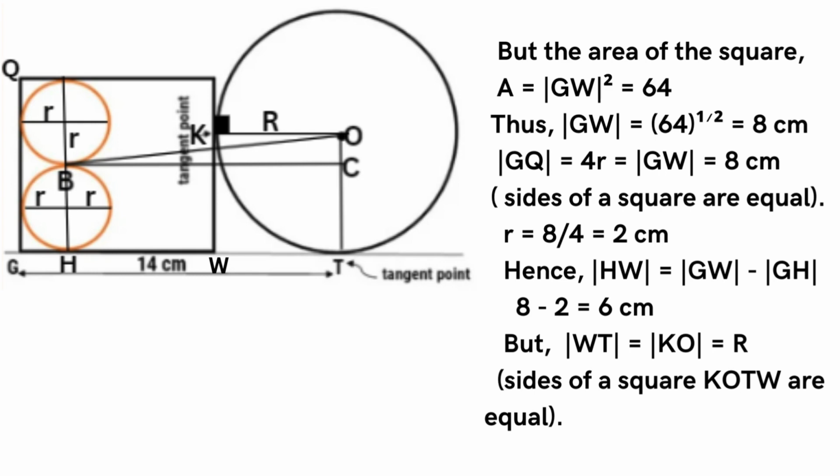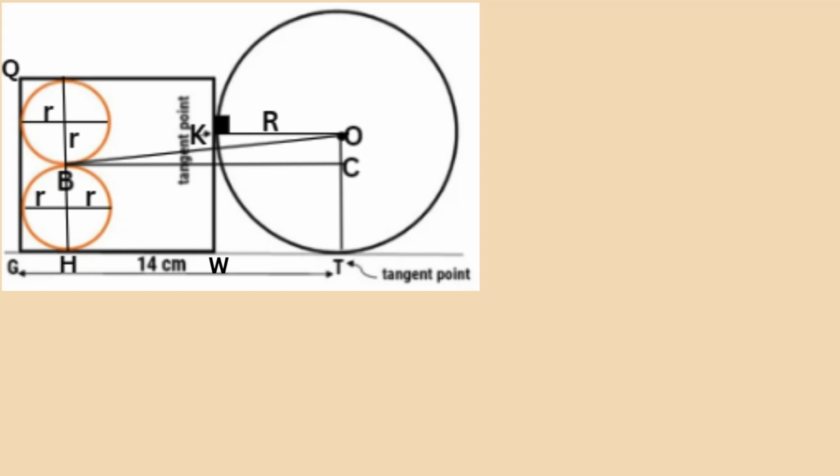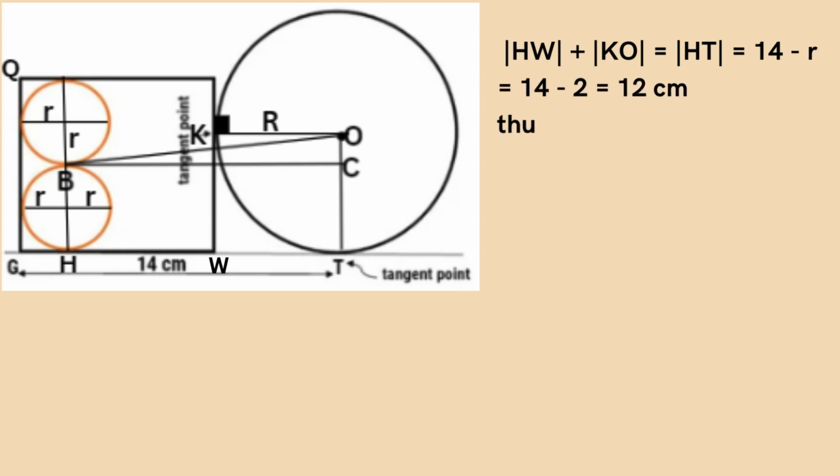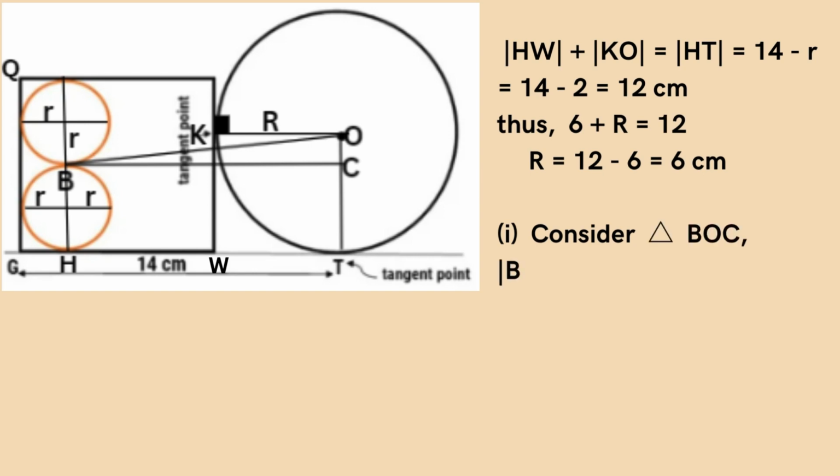WT equals KO, which equals the radius of the larger outer circle. HW equals the difference between 14 and 2, which equals 12 centimeters. Thus, the radius R equals the difference between 12 and 6, which equals 6 centimeters.